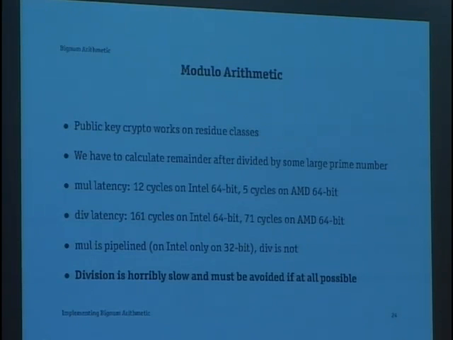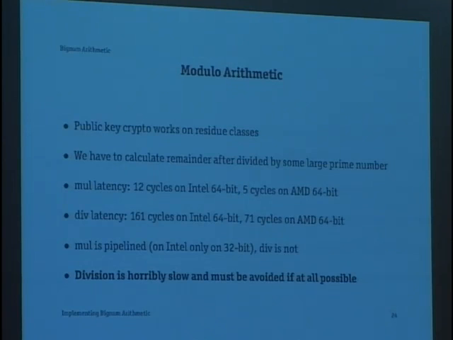So to give you an idea how bad division must be, I'll show you the latencies for multiplication. This is on 64-bit machines. On Intel 64-bit, it's 12 cycles latency. On AMD, it's 5 cycles. And this Intel 64-bit is the new Core architecture, right? So it's not the old crap. And still, the latency is much higher.